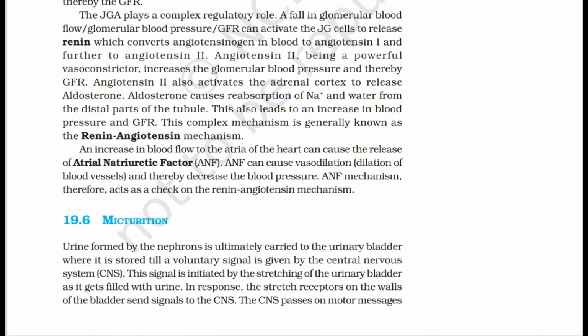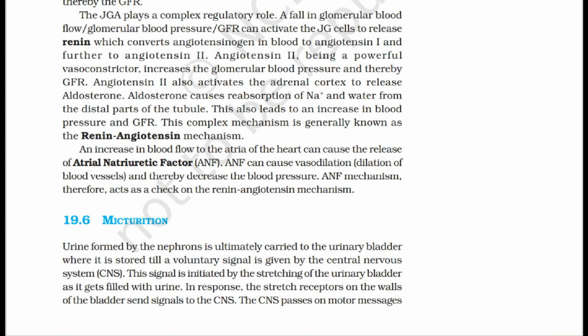An increase in blood flow to the atria of the heart can cause the release of atrial natriuretic factor, ANF. ANF can cause vasodilation, dilation of blood vessels, and thereby decrease the blood pressure. ANF mechanism, therefore, acts as a check on the renin-angiotensin mechanism.